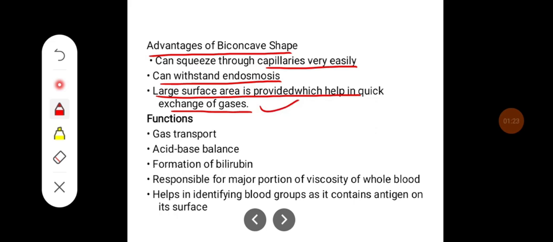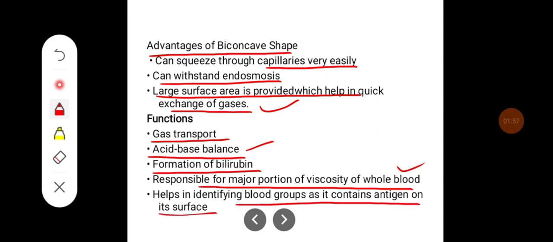Some of the important functions of RBCs are: they're important for the transport of gases like oxygen and carbon dioxide. They're important for the acid-base balance because of the hemoglobin, which has amino acids in it. It is important for the formation of bilirubin. The RBCs are responsible for the major portion of the viscosity of the blood, which helps in maintenance of the blood pressure, and it helps in identifying the blood groups as it contains antigens on its surface.